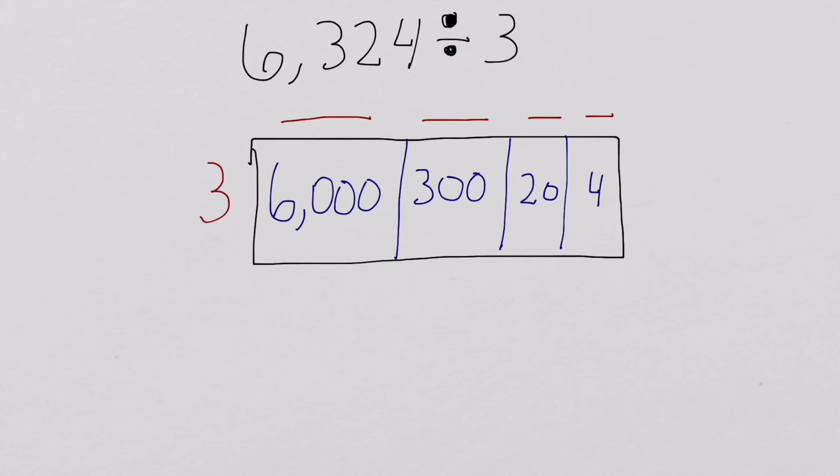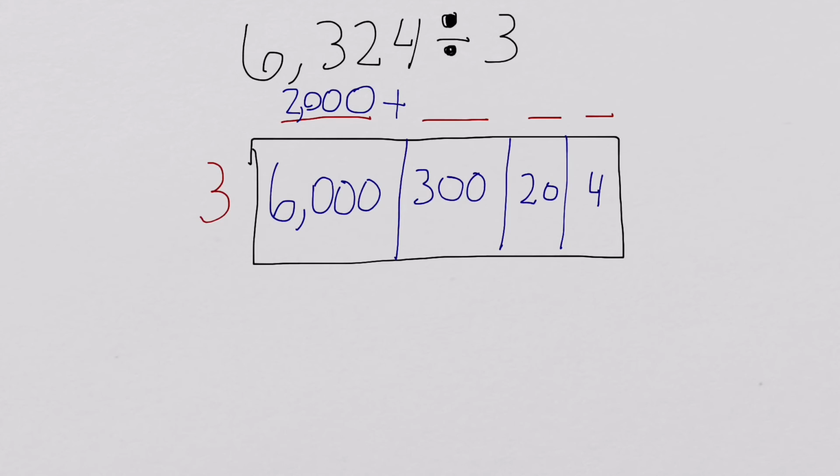So 3 times what is 6,000? Or 6,000 divided by 3 is what? Well, we did something similar before. 3 times 2 gets us 6. Let me write that better. So 3 times 20 gets us 60. 3 times 200 gets us 600, and 3 times 2,000 gets us 6,000. So there's our first part, 2,000.